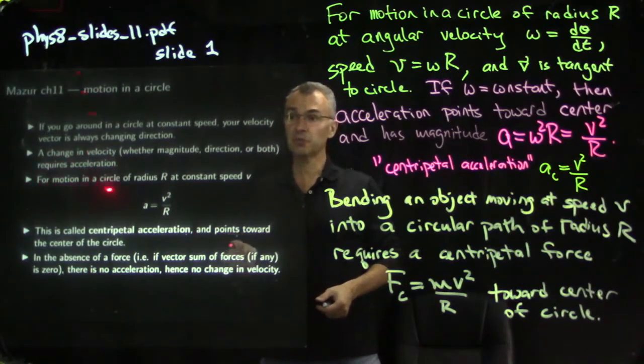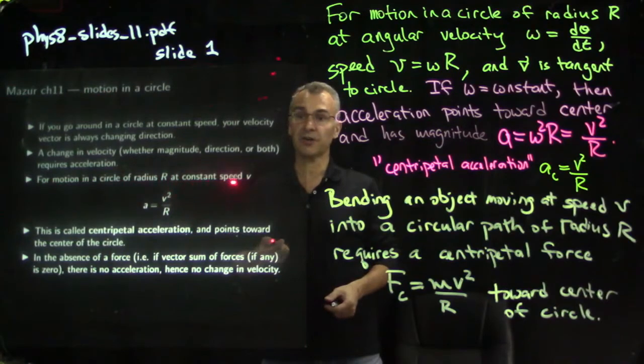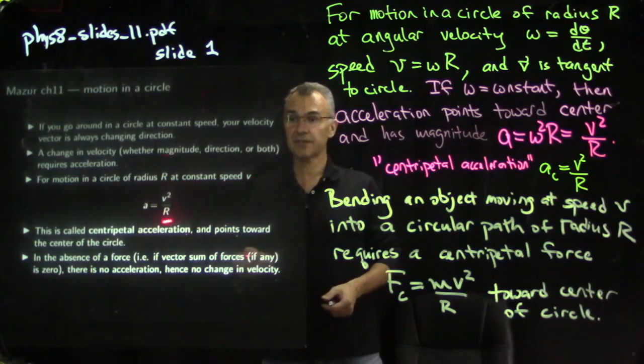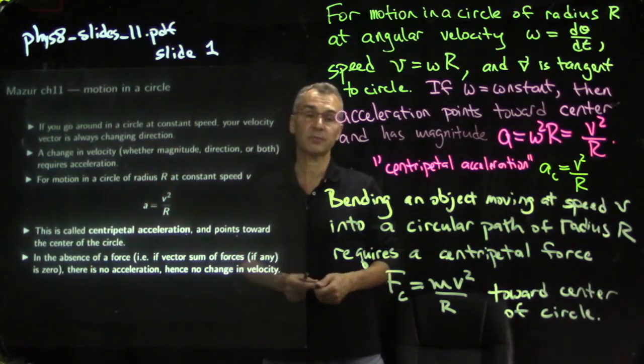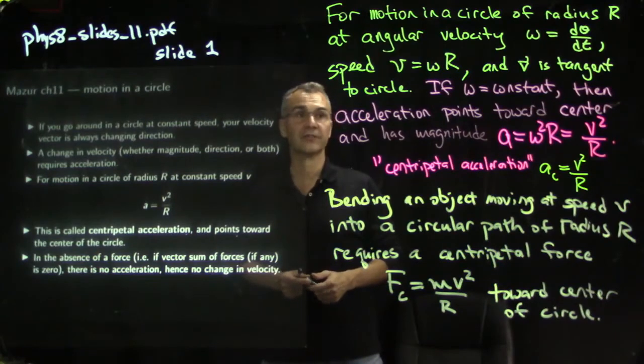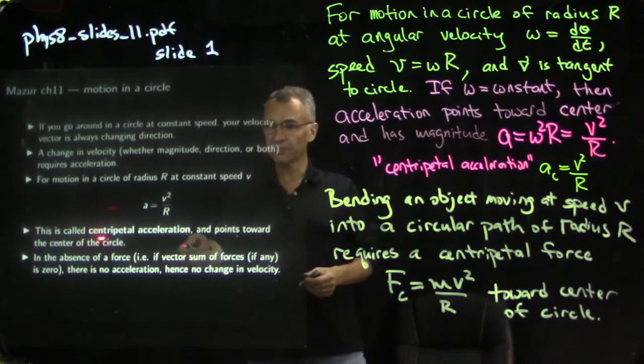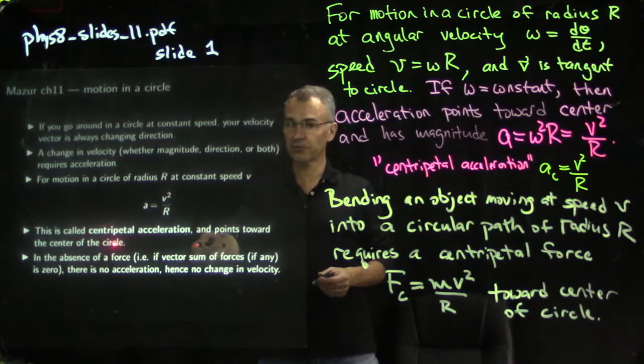So if you're moving in a circle of radius r at constant speed v, then the acceleration is v squared over r, and that acceleration points toward the center of the circle. It's called centripetal acceleration, and it points toward the center of the circle.